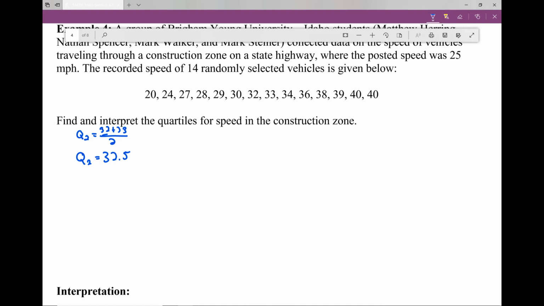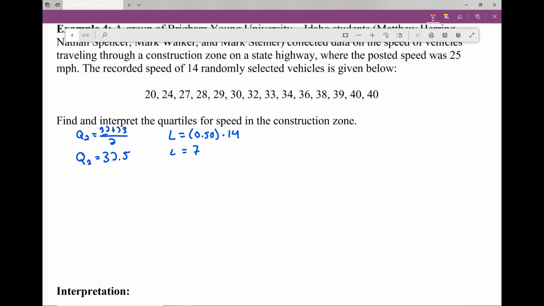Now this is one way to calculate this. Another way to find Q2 is to find the position. We want the 50th percentile, and we have 14 data values. Well, the 50th percentile times 14 gives us 7. Recall that whenever we are looking at position, if I end up with a whole number, I have to take the mean of that number and the number above it. So position 1, 2, 3, 4, 5, 6, 7, and position 8, which again gives me 32.5. So these are just different techniques of finding our Q1, Q2, and Q3.